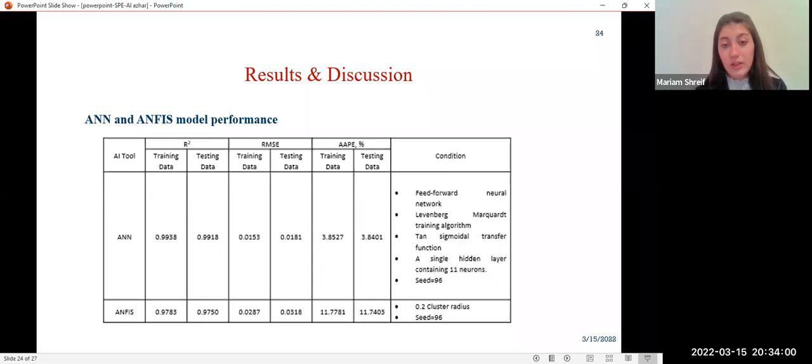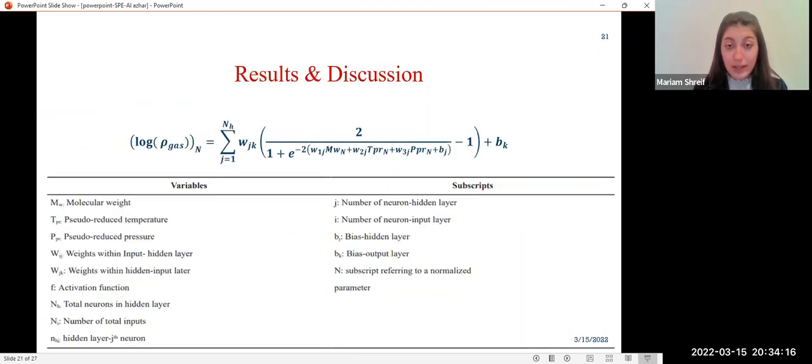So we have a slight difference. And for the ANFIS model, we use the subtractive clustering with 0.2 cluster radius. But here I want to go back to the ANN model.